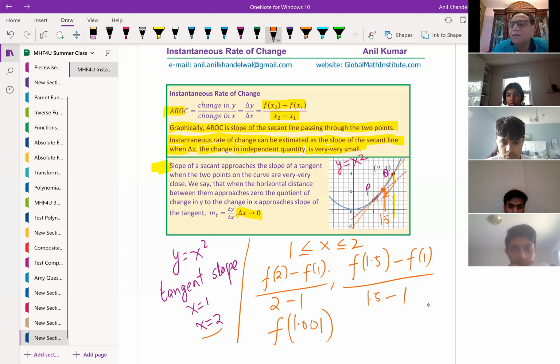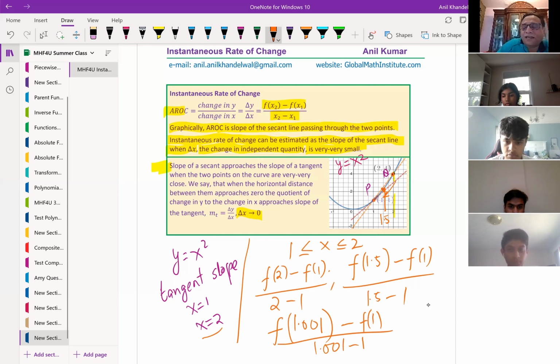1.001 is almost at p, correct? Minus f of 1 divided by 1.001 minus 1. And that becomes the slope of the tangent line. You see that? You can go even closer. With this, if you calculate, you get the correct answer to 3 significant figures, 3 decimal places. You get the idea? That's much more accurate.